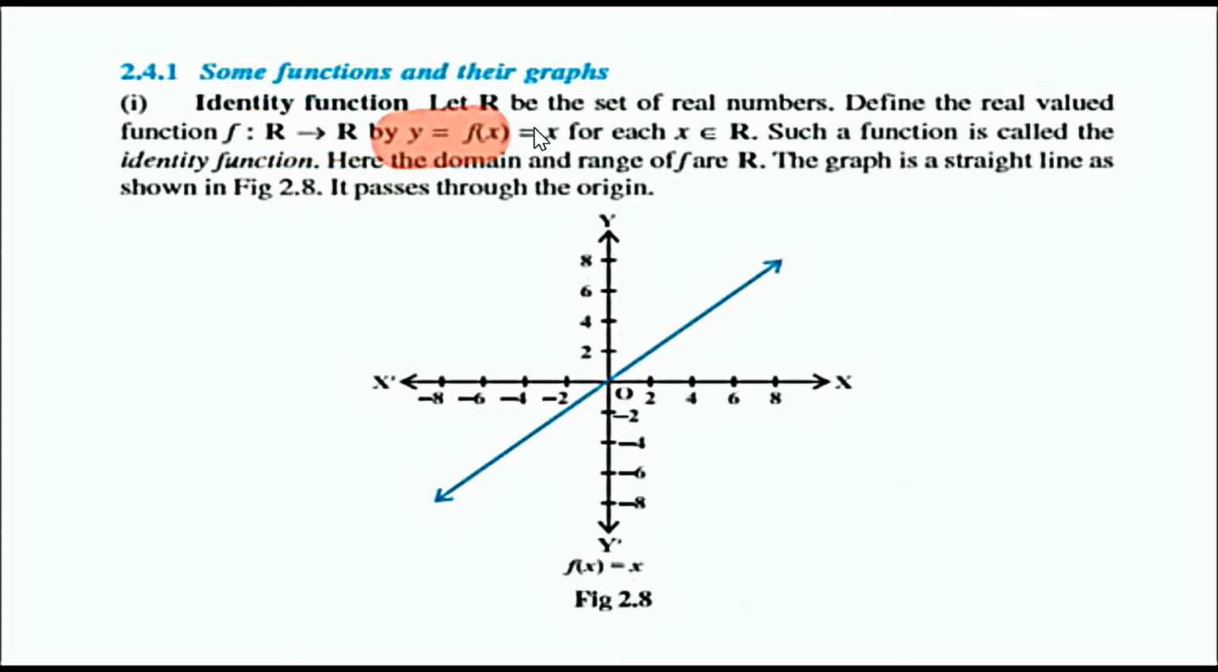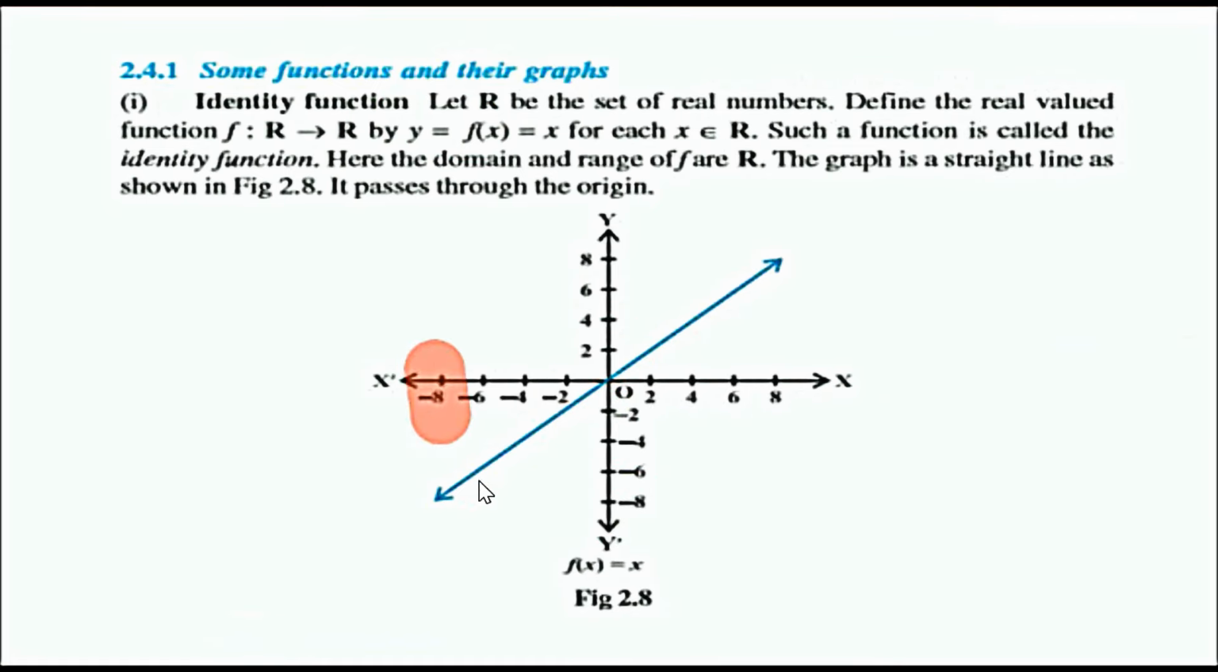So y is equal to f(x). What is f(x)? y is x. So y is x means whatever value you give in x, you get the same value in y. x is equal to y. Such a function is called the identity function. You see, if you give 2 in x, you will get 2 in y. You give minus 8, you will get minus 8. This is identity. So the domain and range will be R, because it is assuming the same value. Both x and y are the same. So the graph is a straight line, as you see here, passing through the origin.